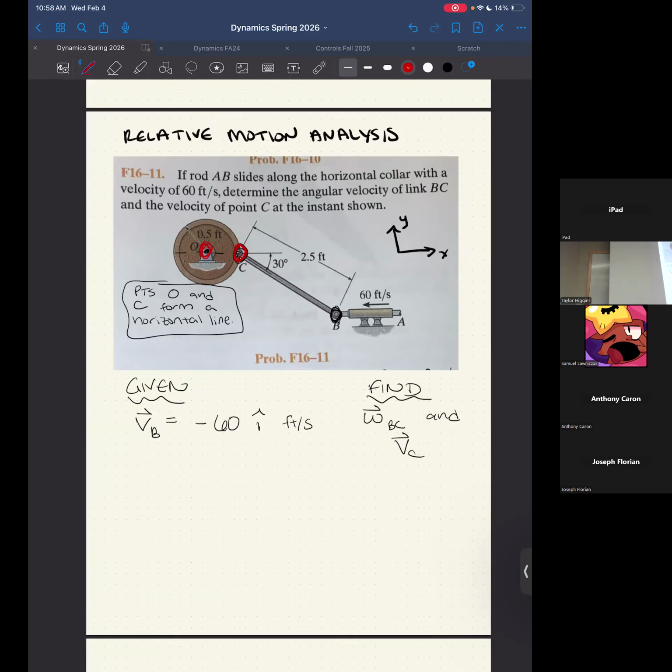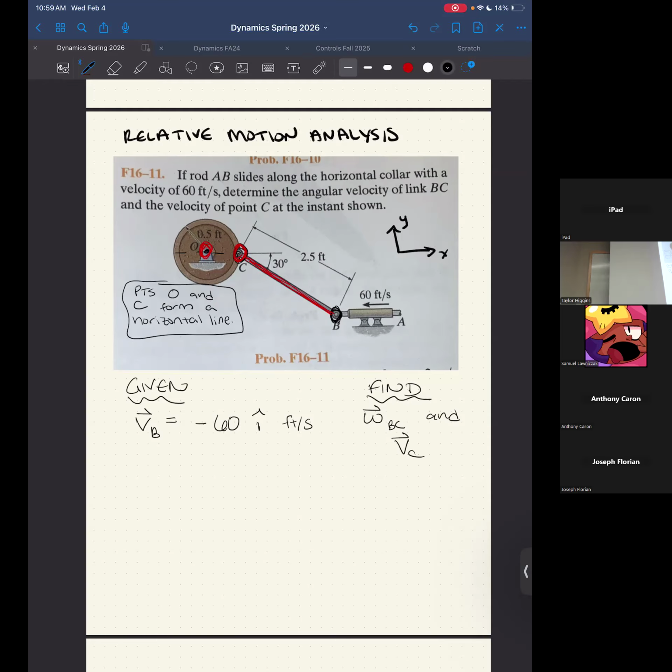Okay, so this object here, what type of movement is it doing? You think it's doing fixed axis rotation. Where's your fixed axis? Right, you said CB. Yeah, OC is doing fixed axis rotation for sure. CB is doing general planar motion. Okay, so we'll just have to be careful about that.